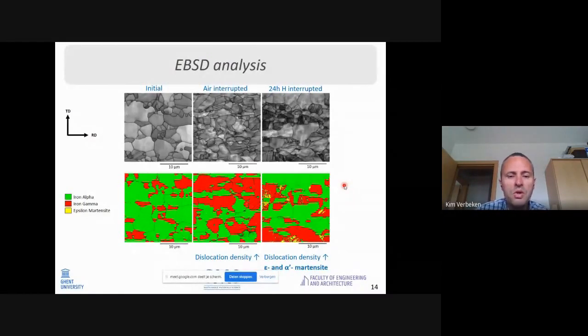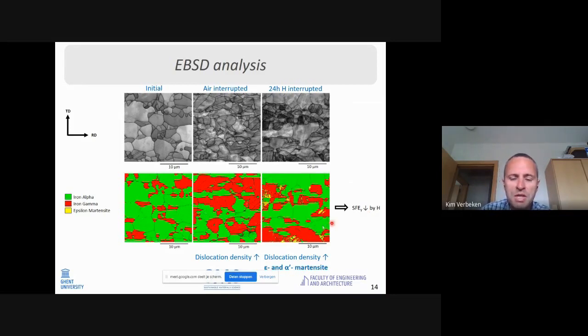Now, when you look at the deformation modes in austenite in relation to the stacking fault energy, you can conclude that the stacking fault energy in the austenite is decreasing due to the presence of hydrogen. So you can clearly see that hydrogen affects how your material behaves when you deform it, and it has activated an alternative deformation mode via the formation of this epsilon and alpha martensite.